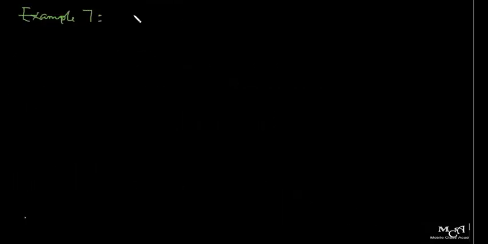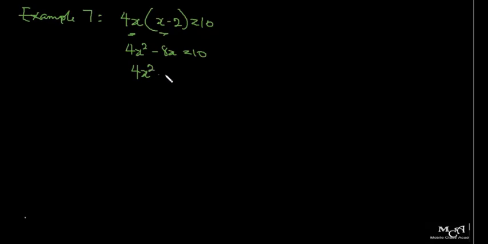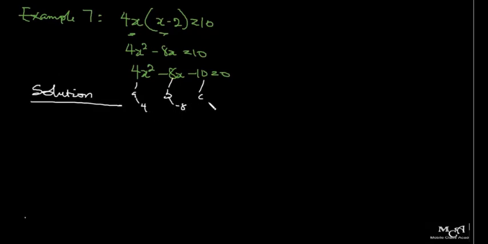Example 7. What is example 7? Example 7 is 4x brackets x minus 2 equals 10. Let's multiply this 4 with what is in this bracket. We are going to have 4x squared minus 8x equals 10. Let's return this 10 to the other side. We are going to have 4x squared minus 8x minus 10 equals 0. Our a is 4, our b is minus 8, and our c is minus 10.